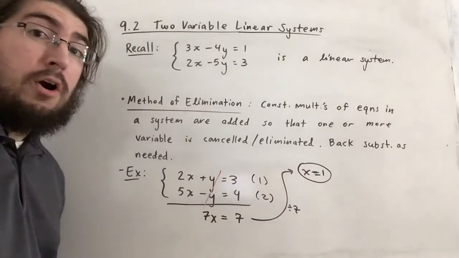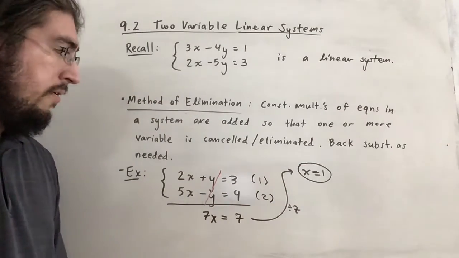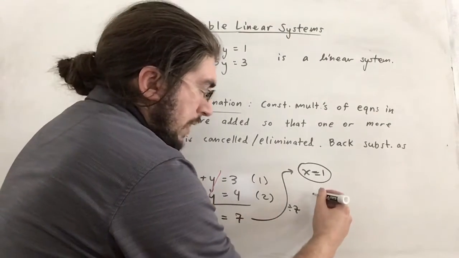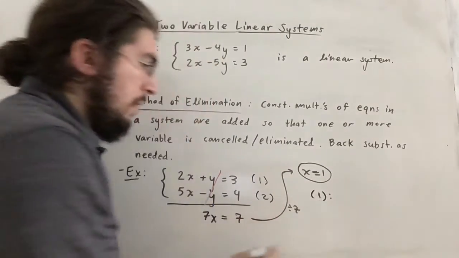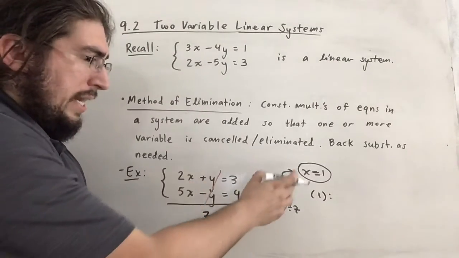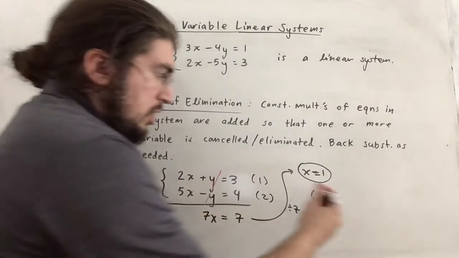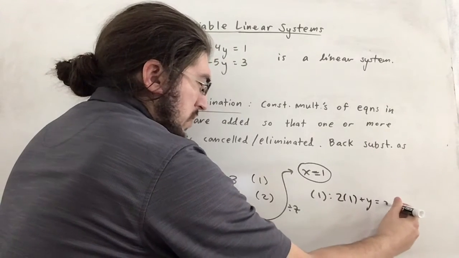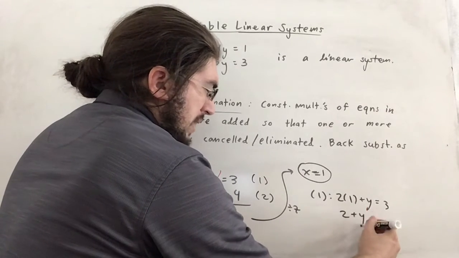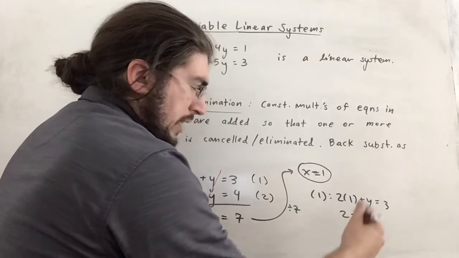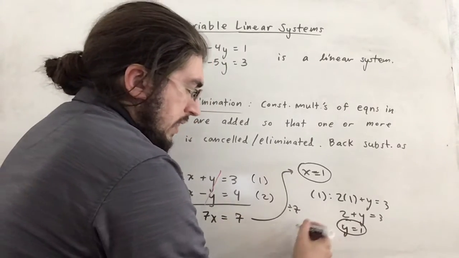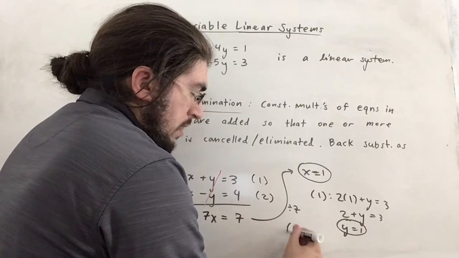So we have part of our solution, we just need to find y now, and we can find y by back substituting, basically. So we can plug back into any equation we want, but I'll plug back into 1. So plugging x equals 1 back into equation 1 gives us 2x, which is 2 times 1 now, plus y equals 3. So 2 plus y is equal to 3. So subtracting 2 gives us y is equal to 1 as well. So altogether our solution is (1, 1).